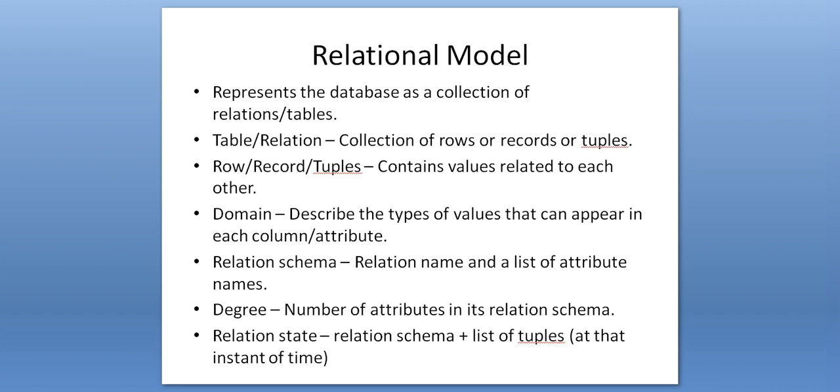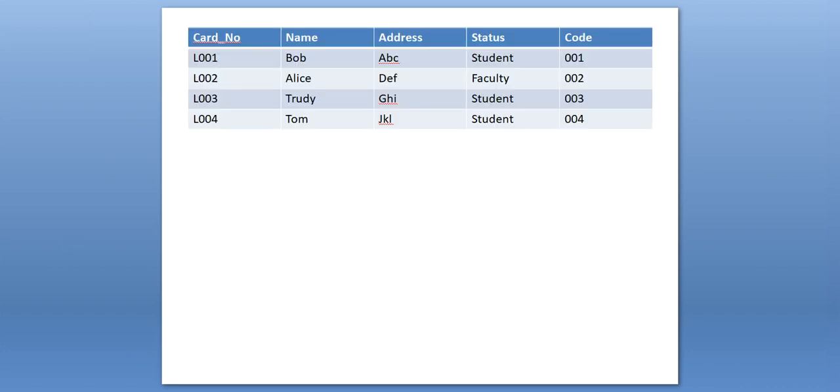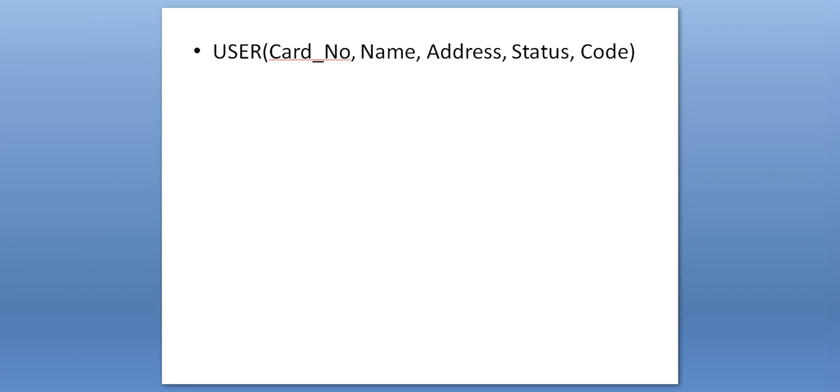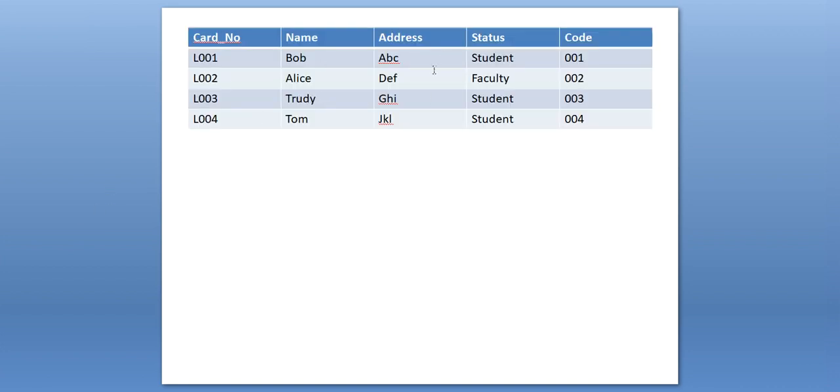And relation state. It will have the relation schema, plus the values that are stored in the table or the relation at that particular instant of time. But after some time you might delete some tuples, or you might enter some more values into this relation. So the state of the relation might change every time. So when we say relation state, it means the list of tuples at that instant of time.